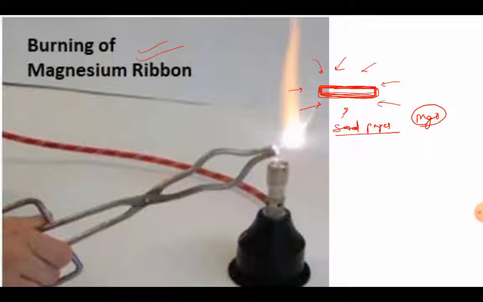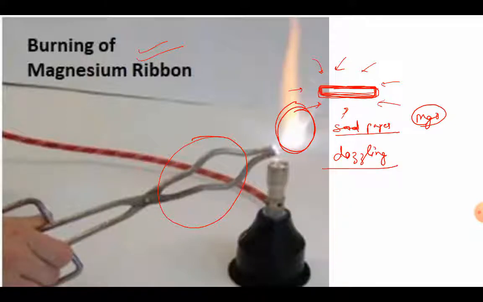So we have to hold the magnesium ribbon using a pair of tongs, and because it is a good conductor of heat, when we keep it over the flame, the magnesium ribbon will become hot. As we can see, when magnesium ribbon burns, it burns with a dazzling flame, that is a very bright flame comes out of it, and when it burns it results in the formation of a white powder of magnesium oxide. So now let us see how the reaction is formed.